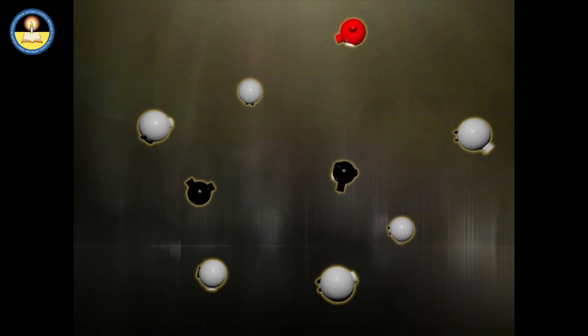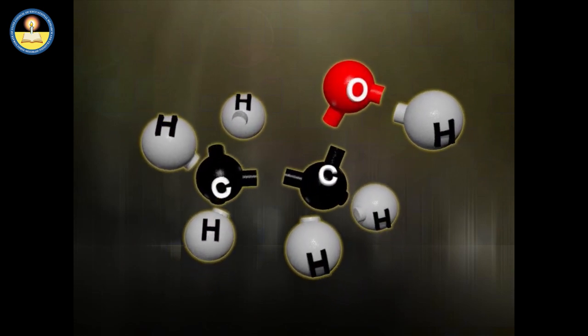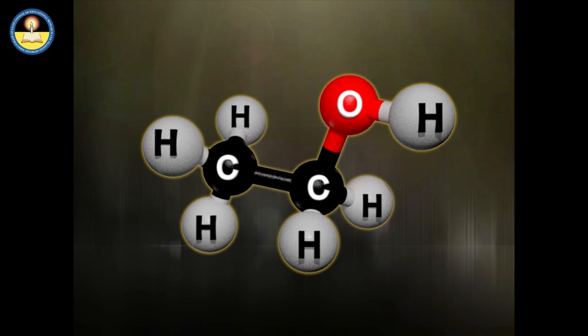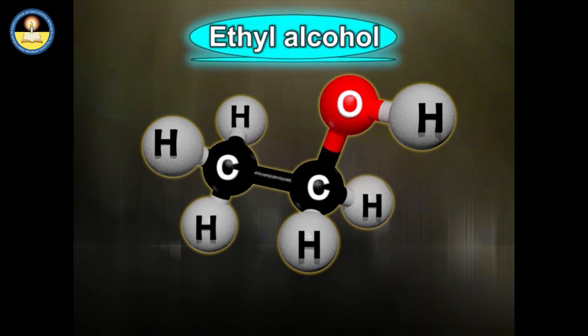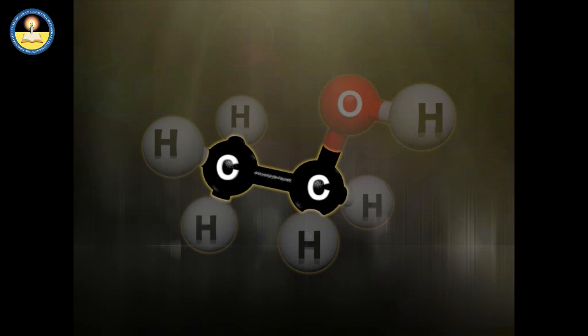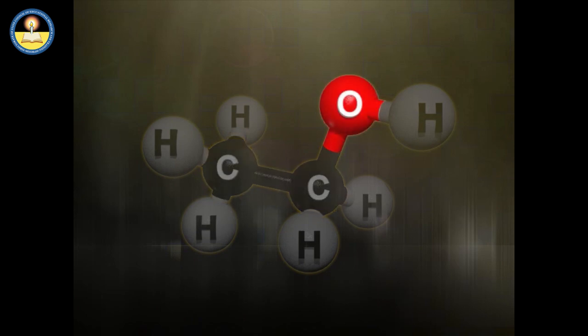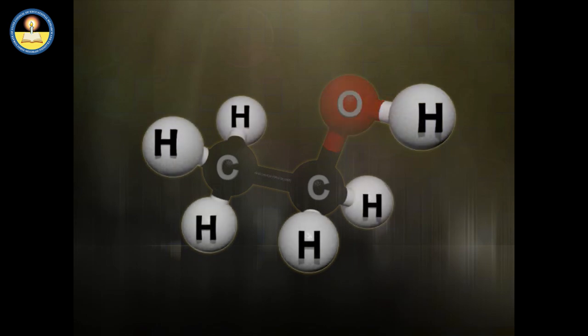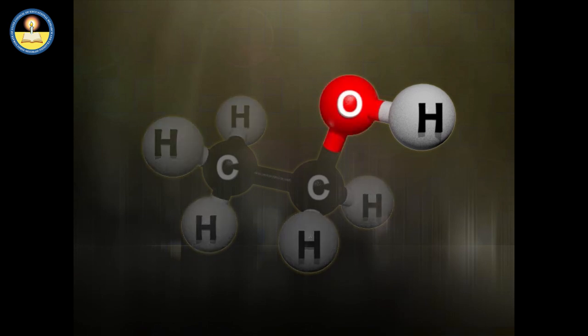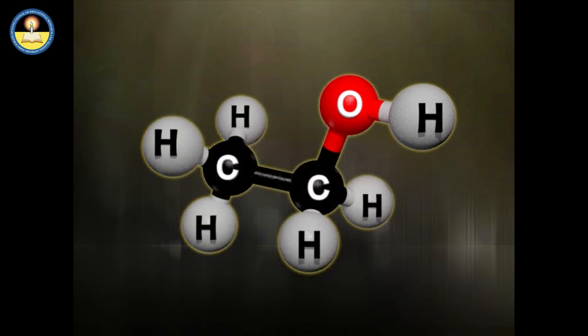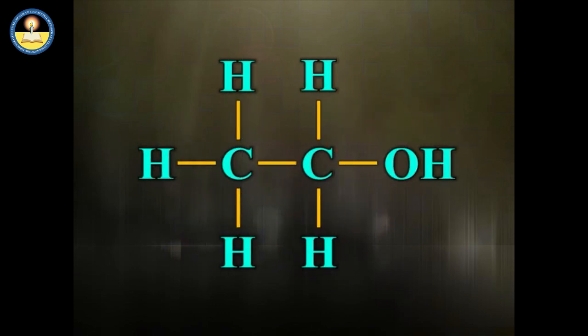Ethanol is the most important of all alcohols and is commonly known as ethyl alcohol. The black balls here represent the carbon atoms, the red ball the oxygen atom, and the white ball is of the hydrogen atom. OH as a whole represents the hydroxyl group. It can also be written as the line diagram shown on the screen in two-dimensional view.